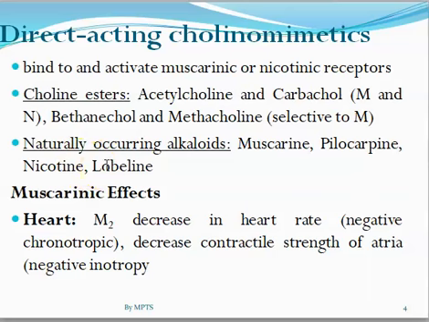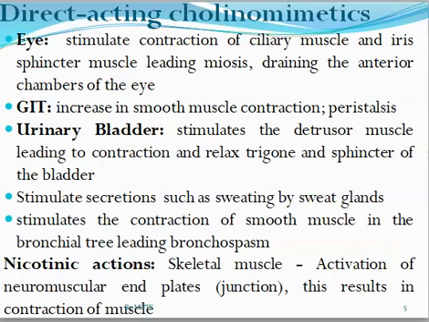Now, let us first briefly explain the effects of the muscarinic receptor agonists. Also, I've said that in the heart, at the M2 receptor, we have decrease in the heart rate, or negative chronotropic, decrease in the contractile strength of the atria, or the negative inotropic. All of it is negative, as I have said that the parasympathetic is the calming system. It calms down the body. But sympathetic is fight and flight.